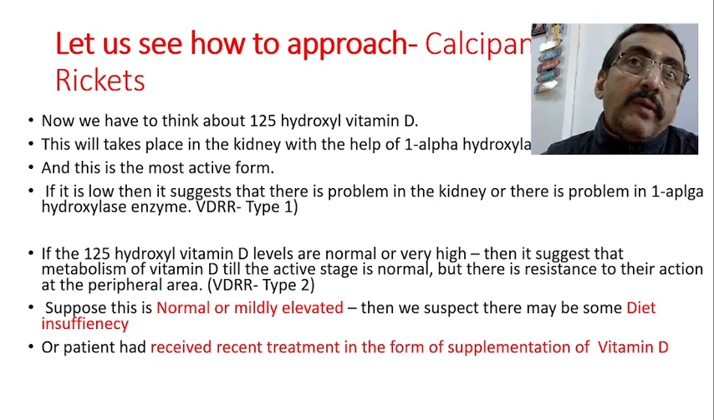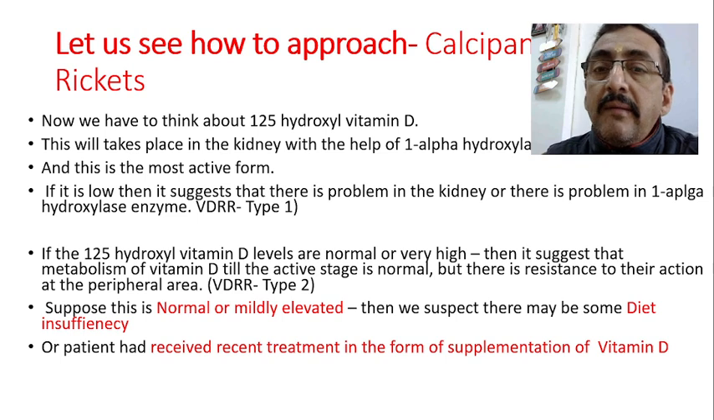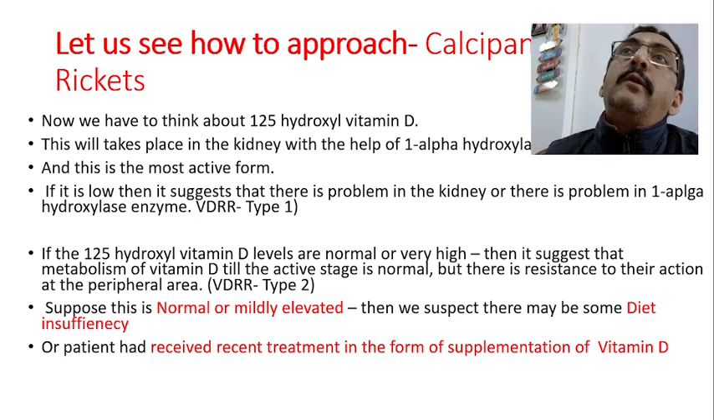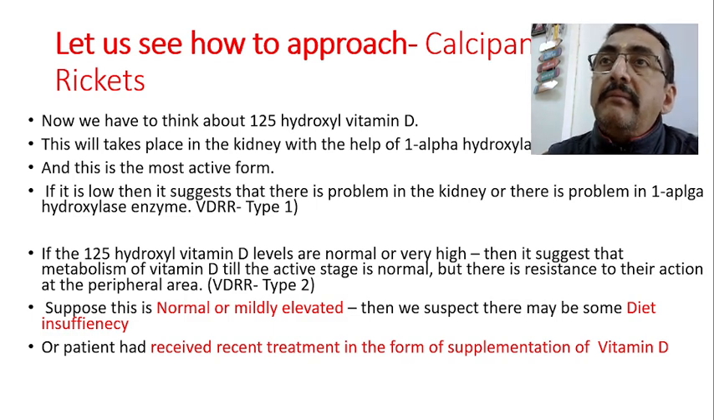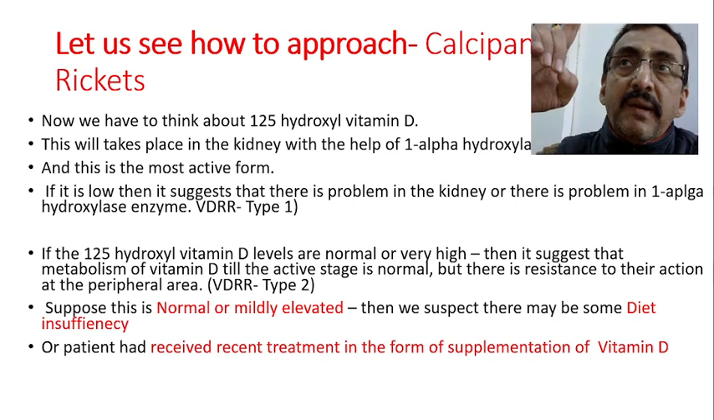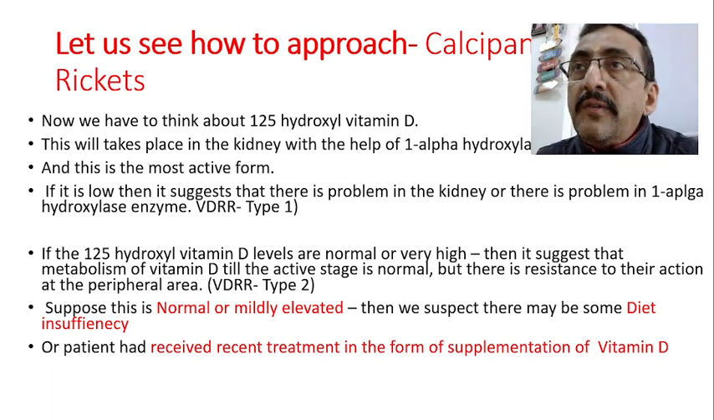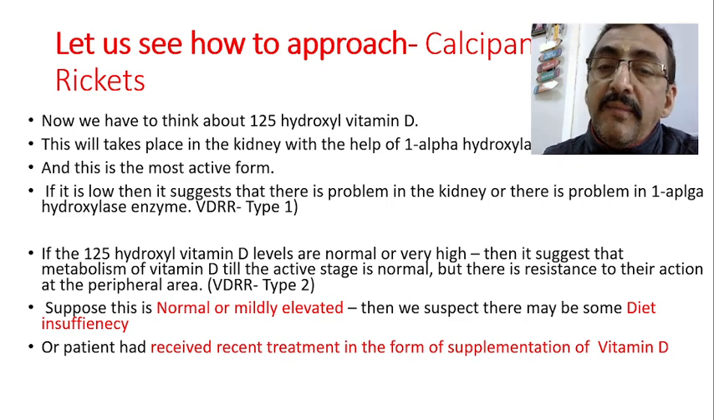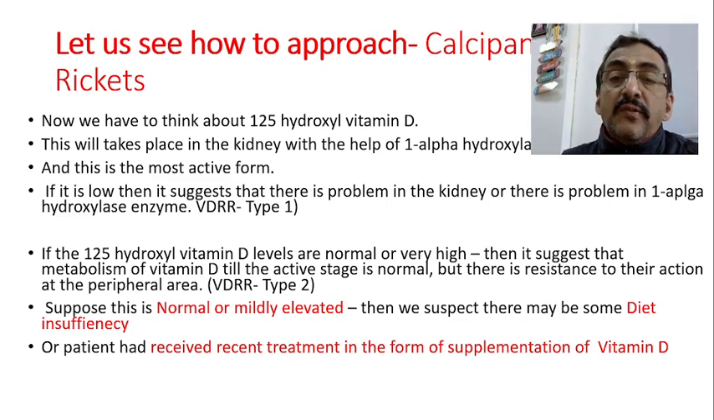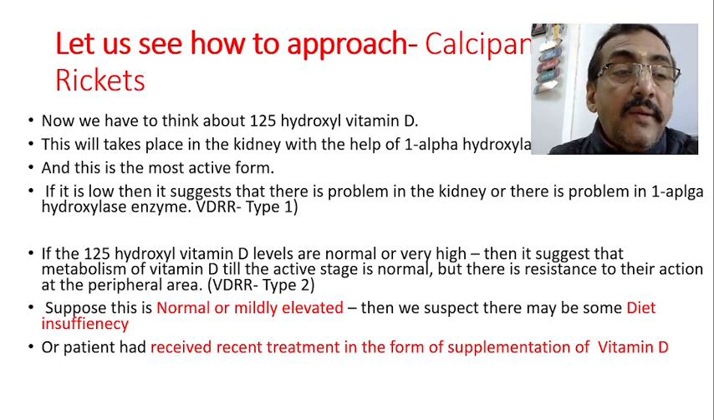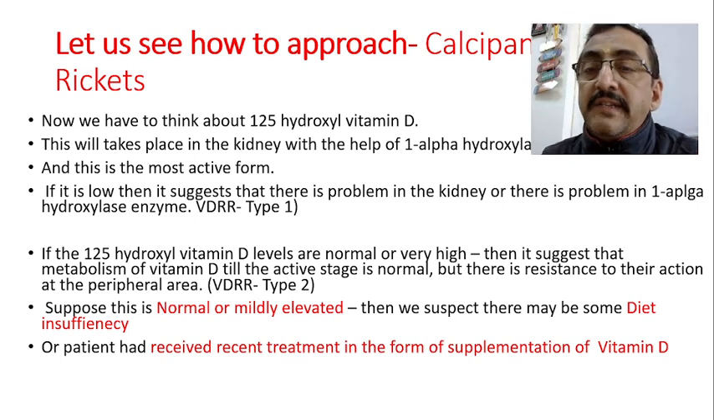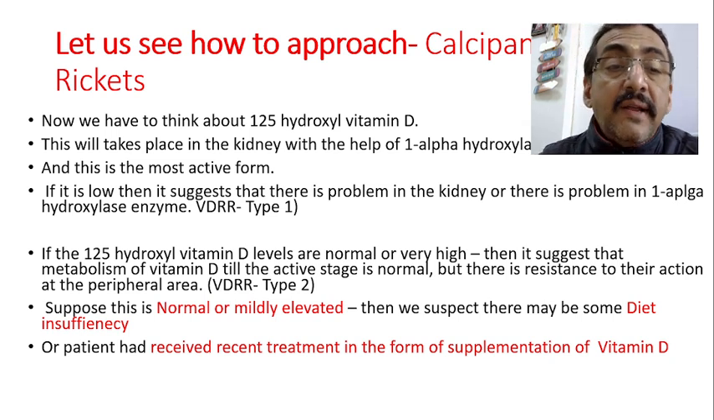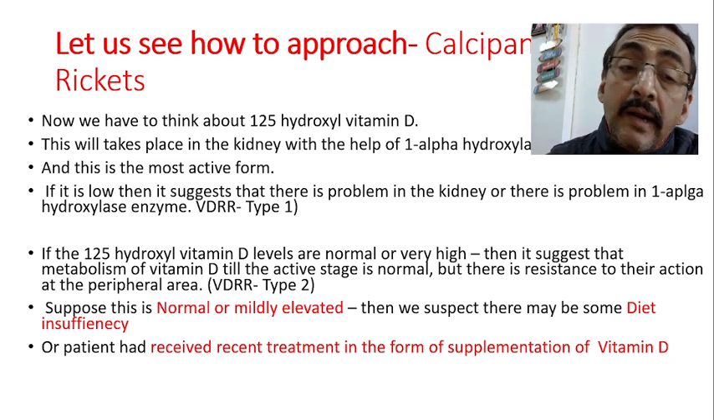Now suppose the active form is not there, then it is VDDR type 1. If the active form is there but there is still rickets, that suggests that at the peripheral level this active form is not able to work or bind with the receptors, which is required for calcium absorption. So suppose this is normal or mildly elevated, then we suspect there may be some dietary insufficiency, or the patient had received recent treatment in the form of vitamin D supplementation.